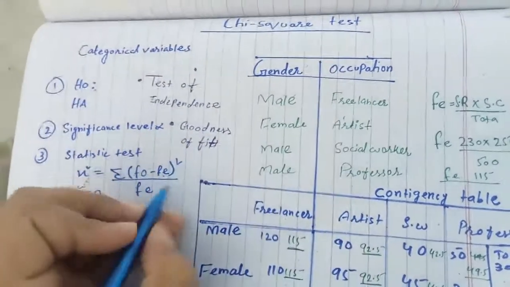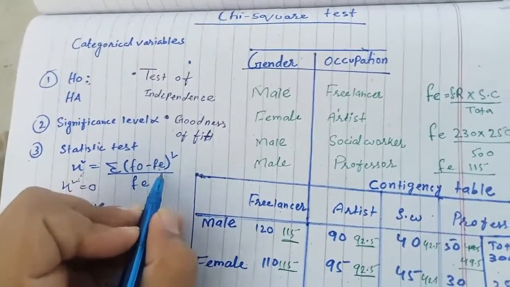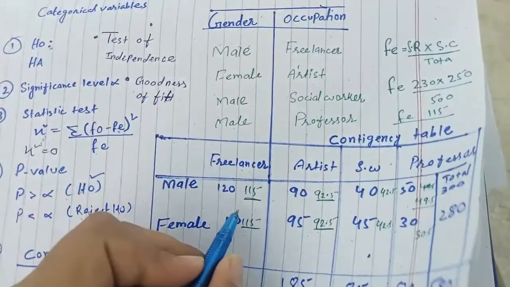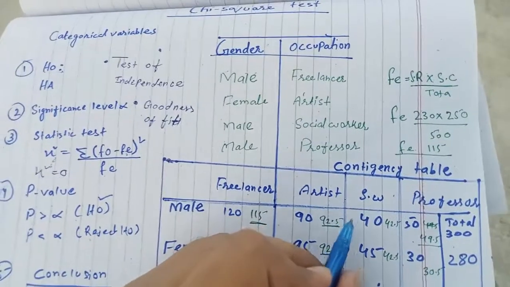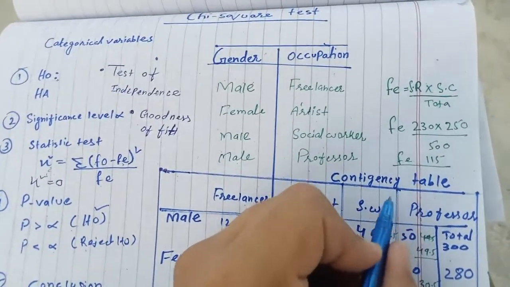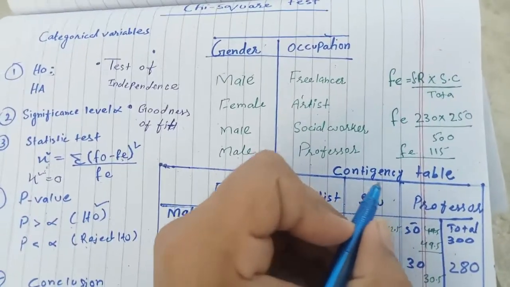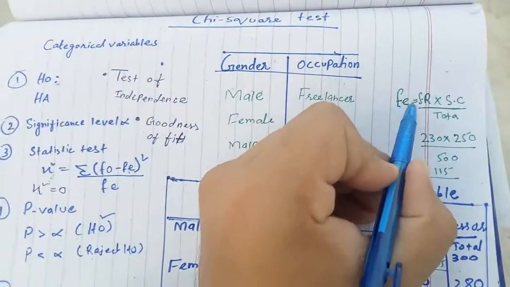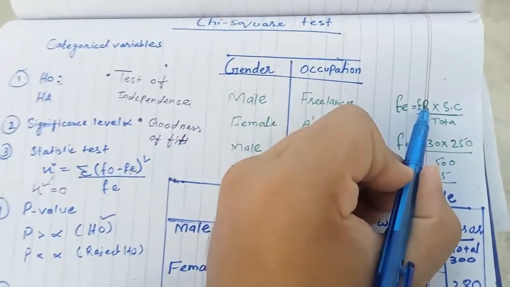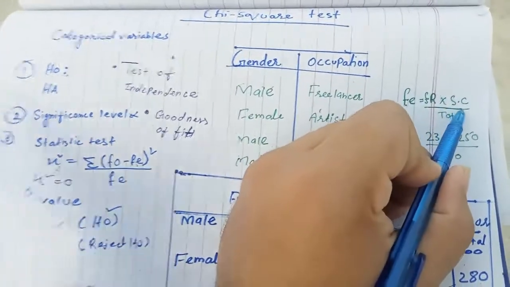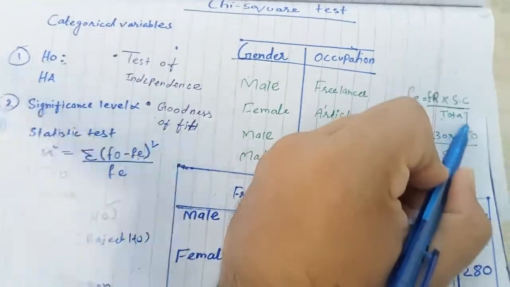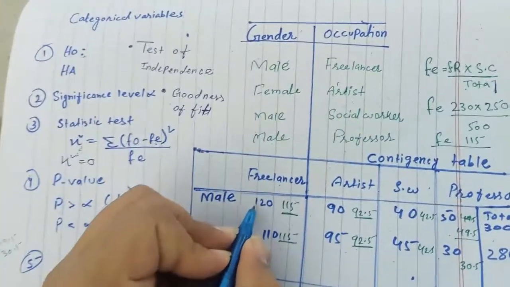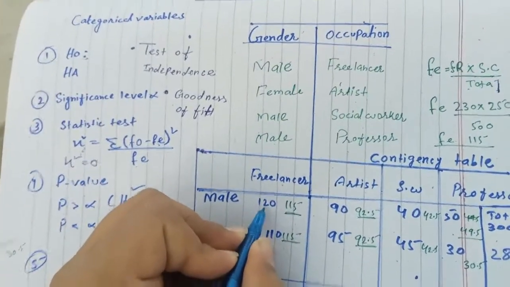Now how do we calculate the observed and expected frequency? We will make the contingency table. Here we are able to say this. How will we calculate the expected frequency with the help of this formula? Expected frequency is the sum of row values multiplied by the sum of column values divided by the total, right? How will I calculate the expected frequency of this value?